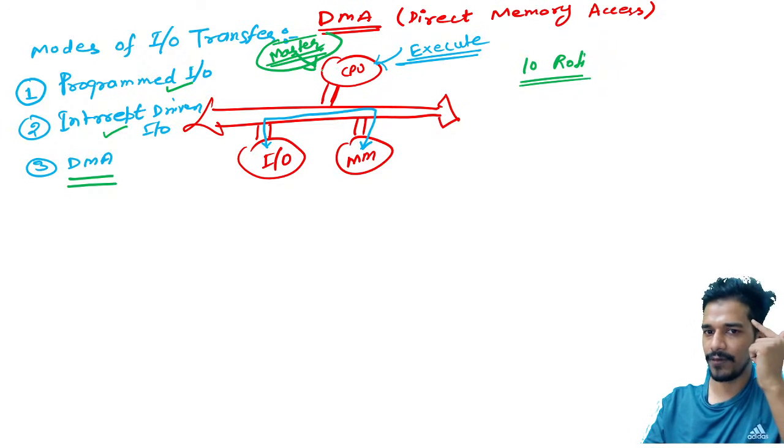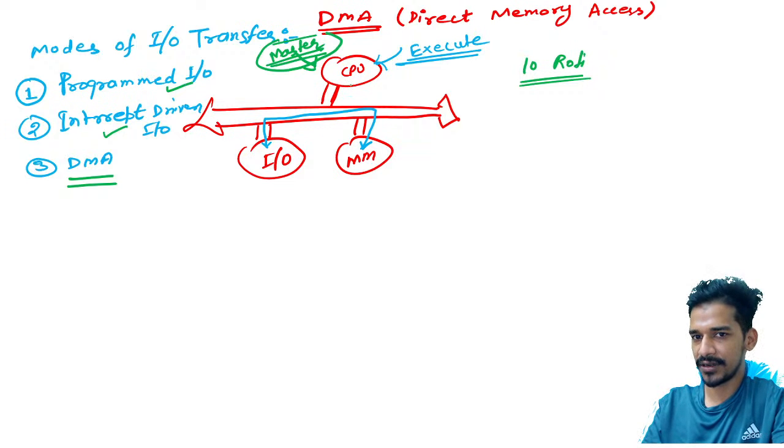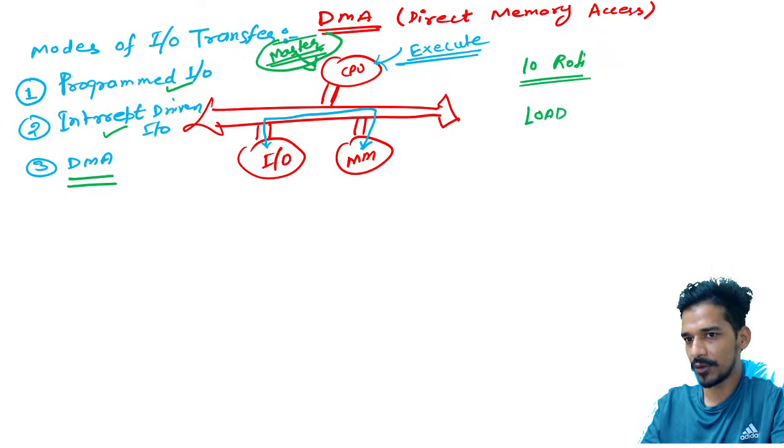Like that, CPU, for example, let us say CPU instructs the IO that please transfer some bytes from device to memory, then CPU will tell how you need to transfer the data. Then CPU will instruct the IO: first load the data from this location, then store this data at this location.